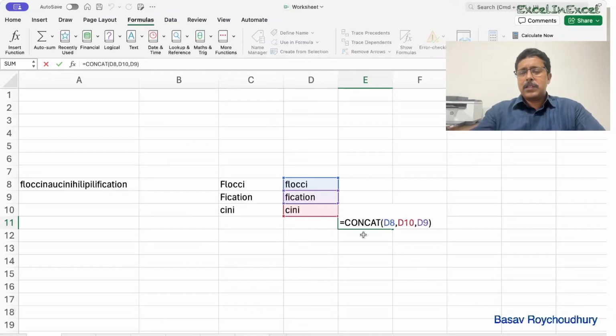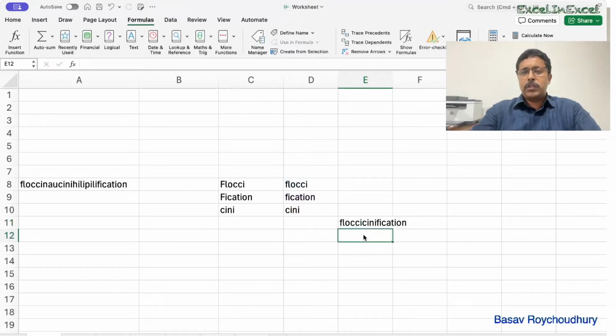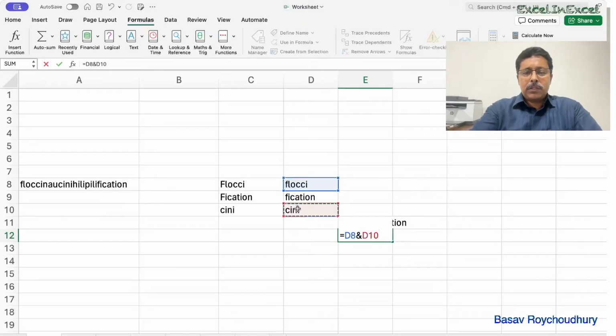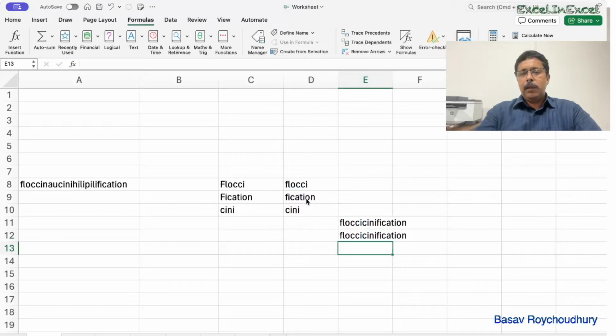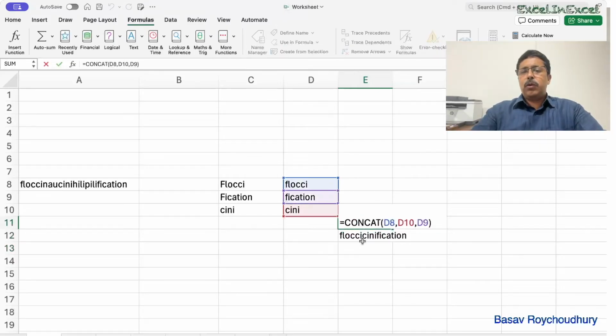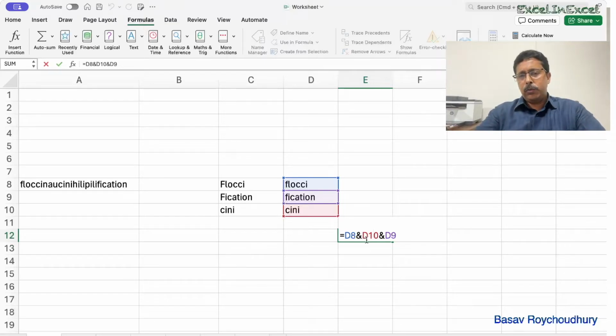But again, many of us hardly write this concat function, though we need to do certain things like that. What we do is we use a shortcut. We use floxy, then this ampersand stands for concatenation. So I needed cine, and then I use again this ampersand to concatenate fication. So floxy concatenate cine concatenate fication. So the choice is totally upon us whether we want to use the concat function or the more common shortcut of ampersand, joining the strings in the order that we want them to.